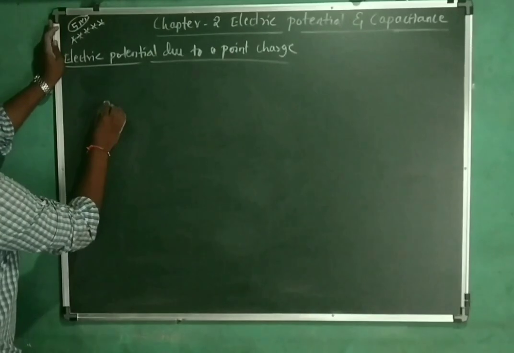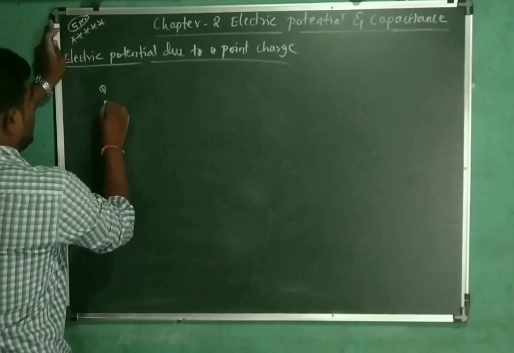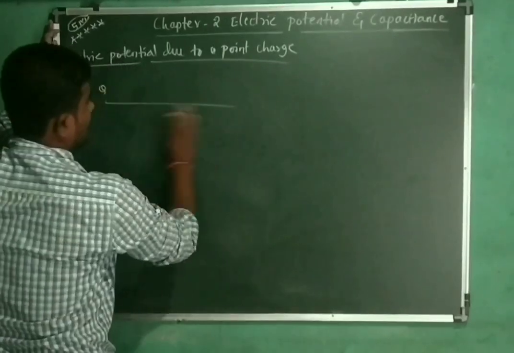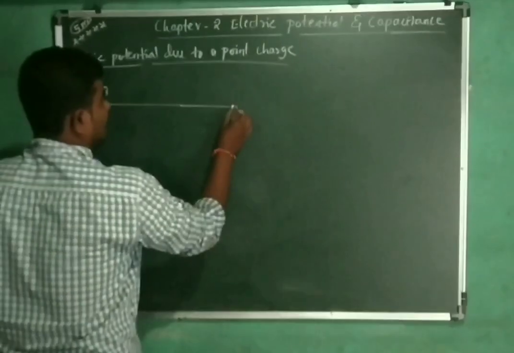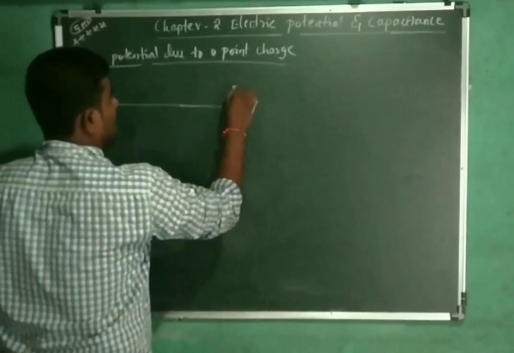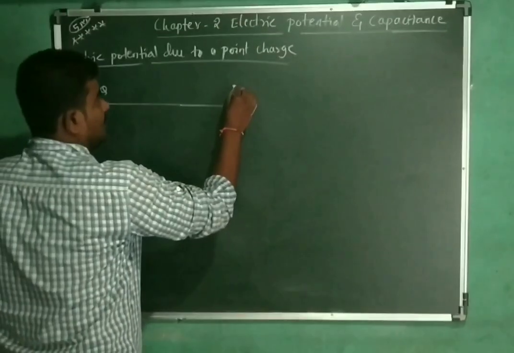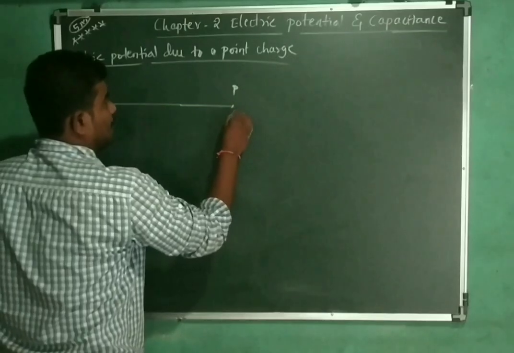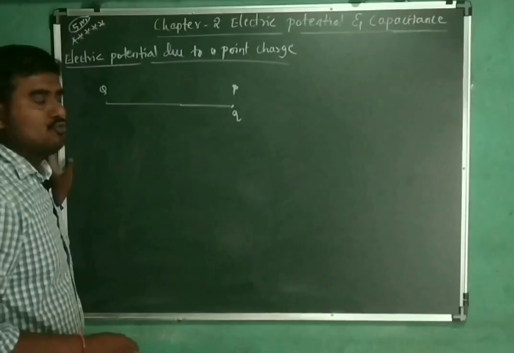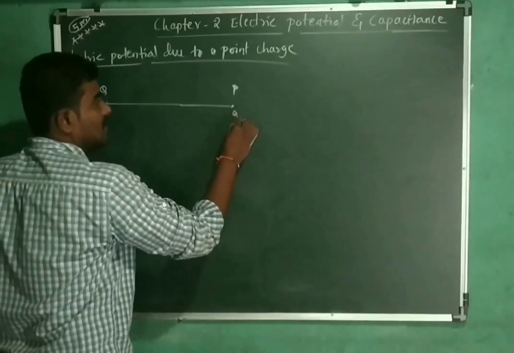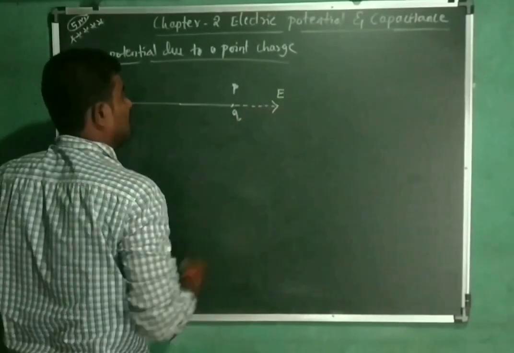For this we shall consider a source charge Q, and this source charge will have a radially outward electric field, and let us consider a point P. At point P, we are supposed to place a charge, and this charge value is unit positive charge. This unit positive charge gets repulsed in this direction due to the electric field. This is the direction of electric field.